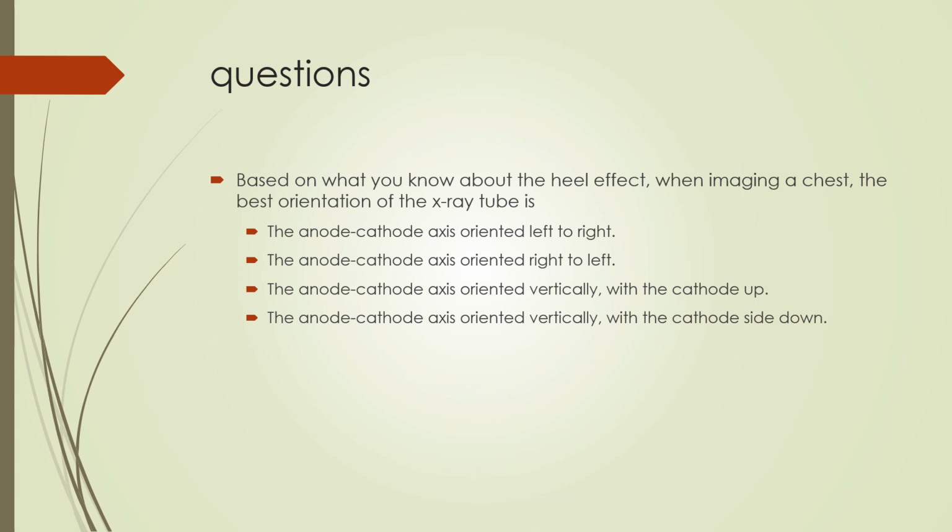Next question. Based on what you know about the heel effect, when imaging a chest, the best orientation of the X-ray tube is: 1. The anode-cathode axis oriented left to right. 2. The anode-cathode axis oriented right to left. 3. The anode-cathode axis oriented vertically with the cathode up. 4. The anode-cathode axis oriented vertically with the cathode side down. The correct choice is 4. The anode-cathode axis oriented vertically with the cathode side down. This is the last slide of this presentation.